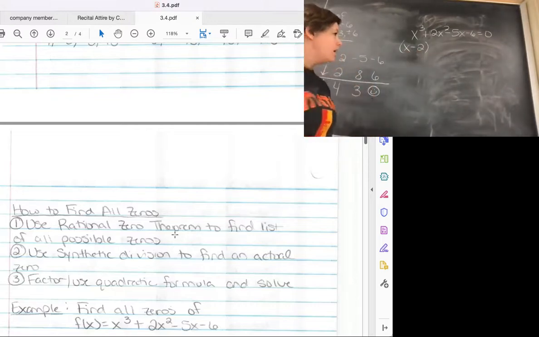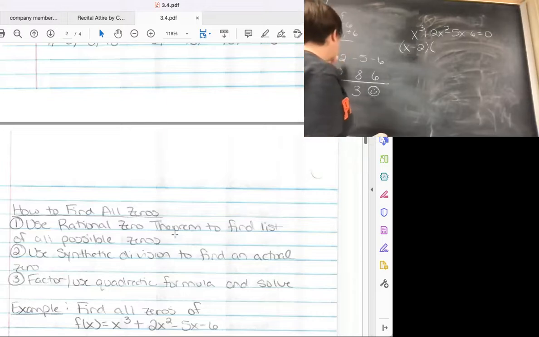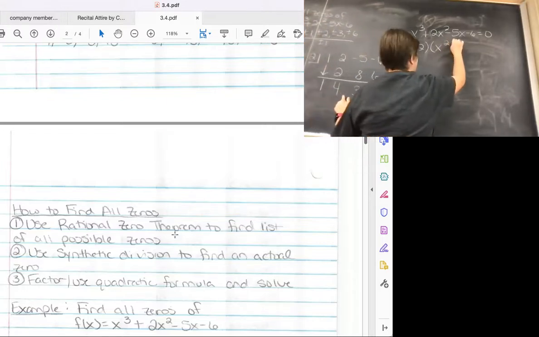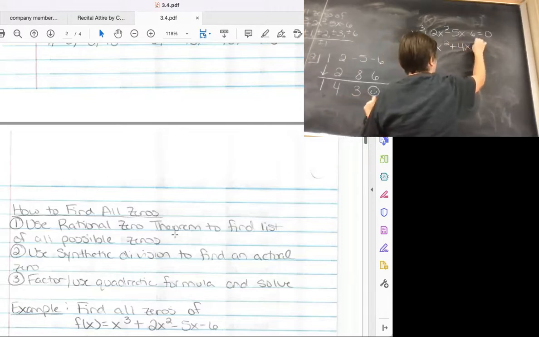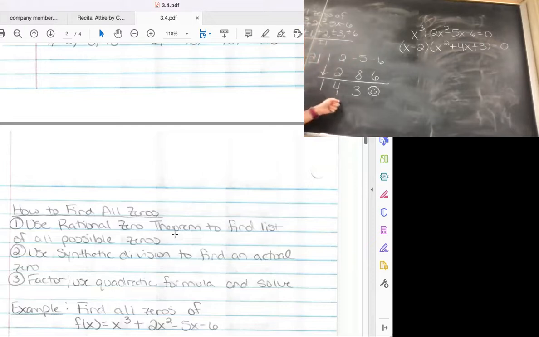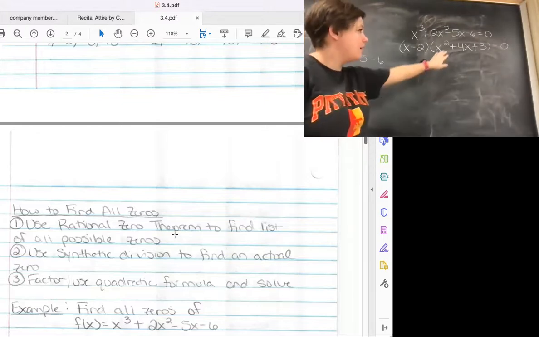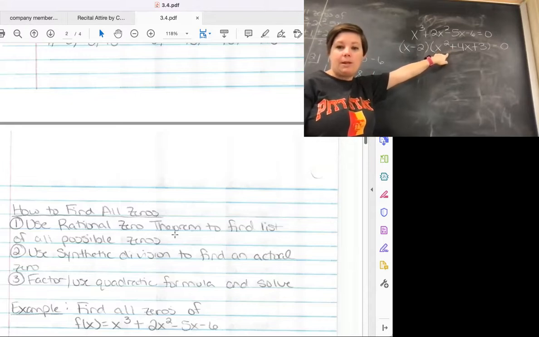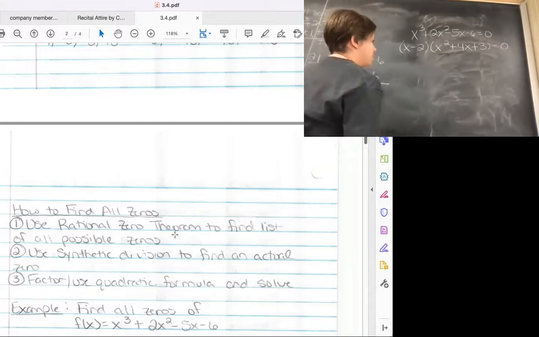So that works. And then from our synthetic division, we know that it's this times what we just found in our synthetic division. We started with x to the third and divided by x. So it gives me x squared plus 4x plus 3 equals 0. Remembering that these are the coefficients to my x's and my x squares. Now, step 3 says I need to factor or use the quadratic formula to solve for my remaining zeros from this quadratic.